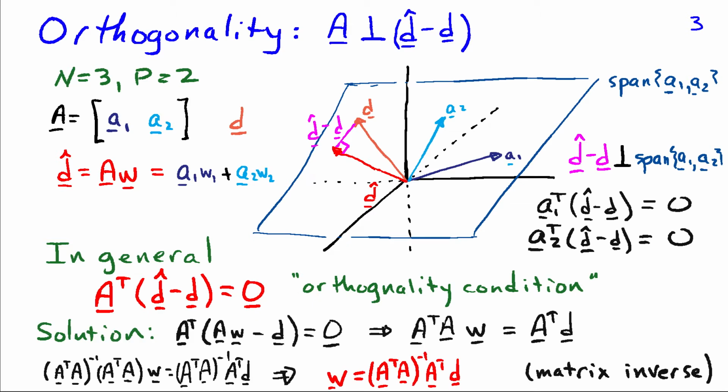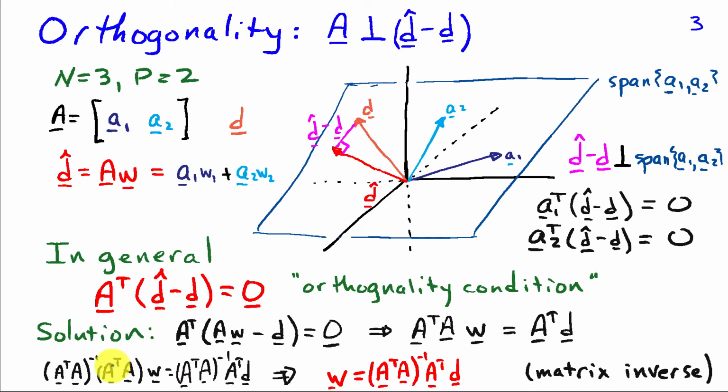So a little bit of matrix algebra will allow us to find W using this condition. We're going to rewrite A transpose times d hat minus d as A transpose times the quantity AW minus d being equal to 0. Well, this implies that A transpose A times W is equal to A transpose d. Now, the nice thing about A transpose A is that this will always be a square matrix. It's going to be a P by P matrix. Remember, A transpose is P by N, A is N by P, so A transpose A is P by P.